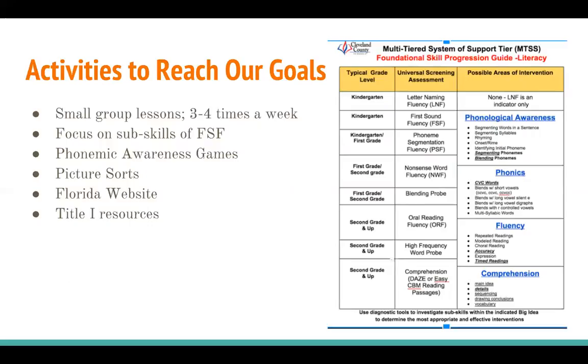We're going to focus on sub-skills of first sound fluency. So we're not going to be intervening in first sound fluency. We're going to be intervening in phonological awareness, phonemic awareness, things that fall under first sound fluency. We're testing in first sound fluency, but we're intervening in these sub-skills. We're going to play phonemic awareness games, picture sorts, activities from the Florida website, and our Title I resources to help us reach these goals.